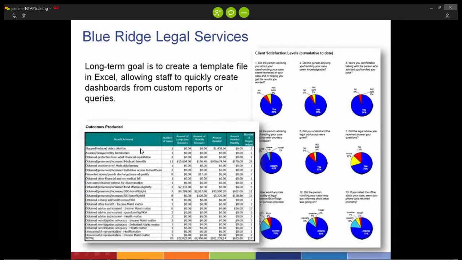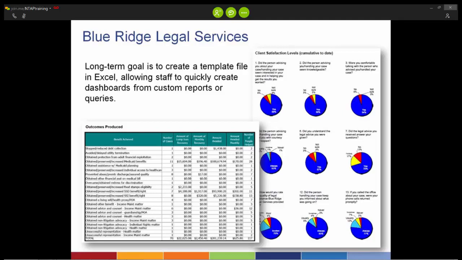So we can see here that they've got client satisfaction levels. So they have a satisfaction survey, and you can see that sliced and diced down to the same level of detail. So basically, seeing it for office versus office or advocate versus advocate. And they have outcomes data. So what were the tangible outcomes of each individual case? So we basically stopped debt collection, and 11 there is we obtained or preserved or increased Medicaid benefits. So you can see, and the dollar amounts for each.